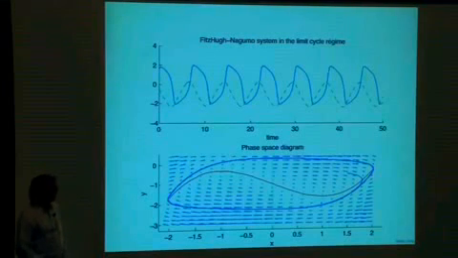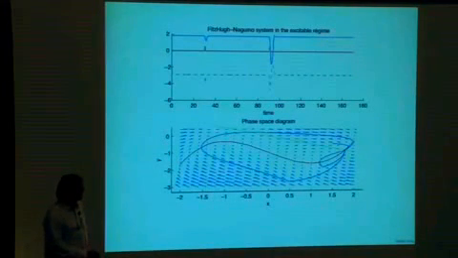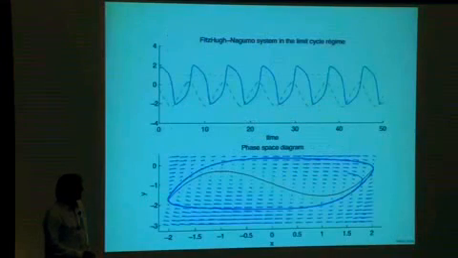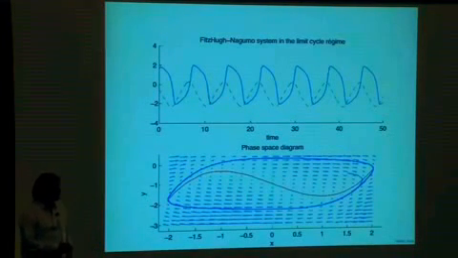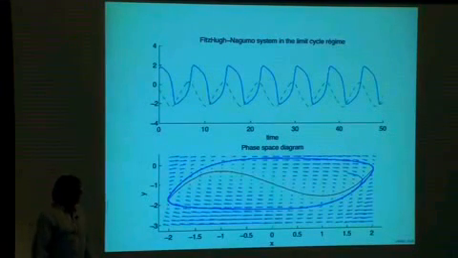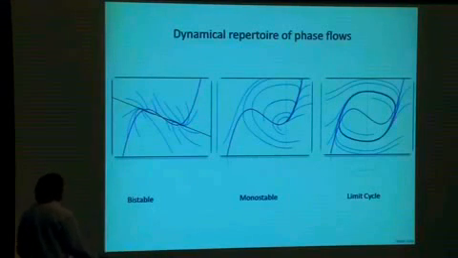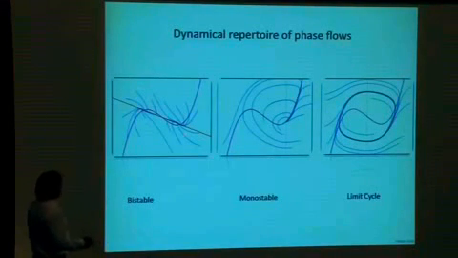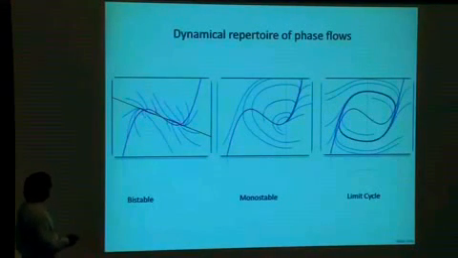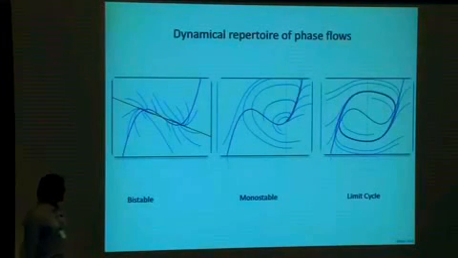Or if I move the nullcline, this green line, towards the middle, then I can generate oscillatory behavior. I'm changing the phase flow. Or I can change the nullclines in other fashions and obtain bistable behavior. Think of an up state and a down state. These are the two other behaviors I just showed you.